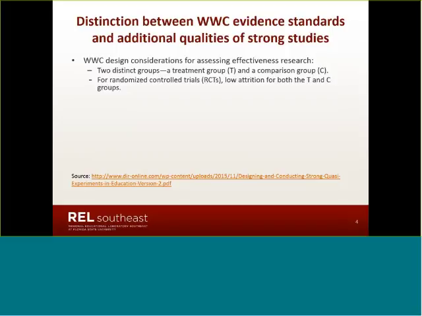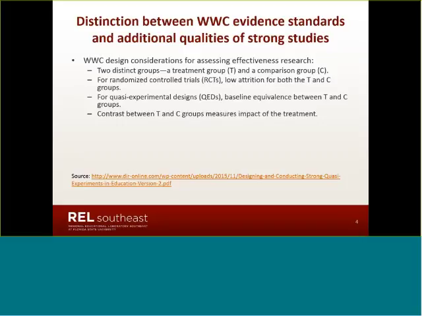For RCTs, the concern is whether or not you have low attrition for both the treatment and control groups. For QEDs, you want to make sure you have baseline equivalence between treatment and control groups. For all designs, you want to make sure that the contrast between the treatment and control group measures the impact of the treatment.